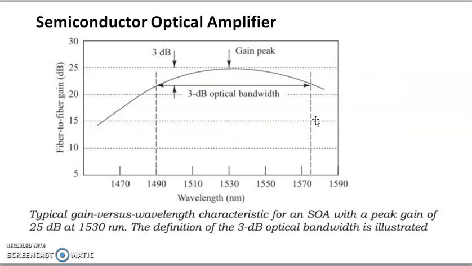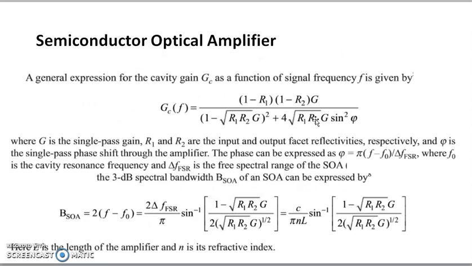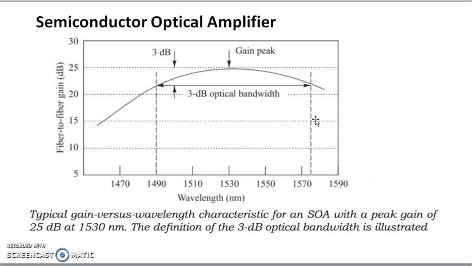So this is about a semiconductor optical amplifier, in which the gain depends upon the parameters of the semiconductor amplifier, and those parameters are nothing but your gain and power. So we'll add some numericals here for this gain and bandwidth. Okay.